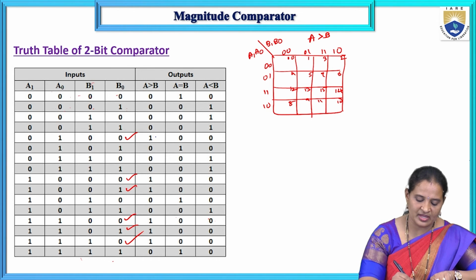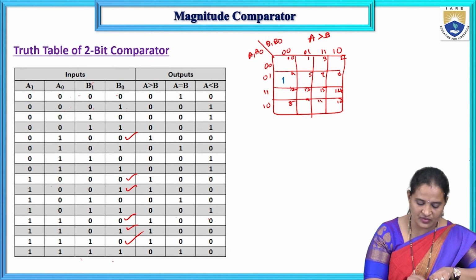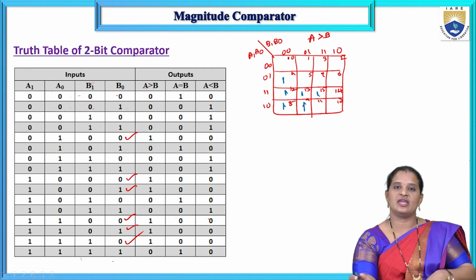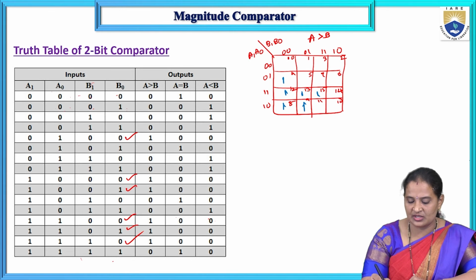A greater than B is 1 for the combination 0100, that is 4. Next, this is 1000, which is 8. Next 9, next 12, next 13, next 15. So these are the combinations for which the A greater than B output is 1. Now let us group these: let us form a quad with these 4, and then I can form a pair.